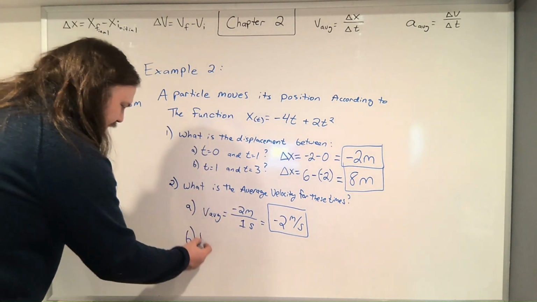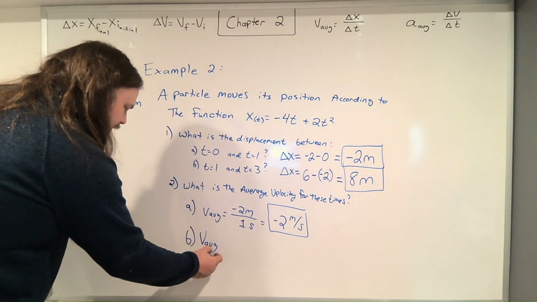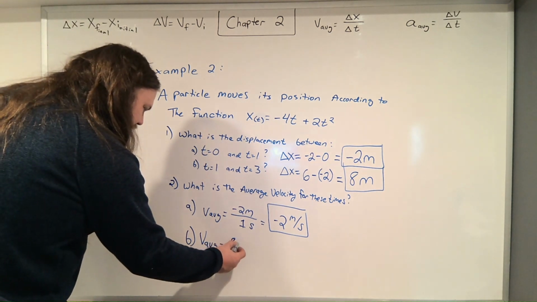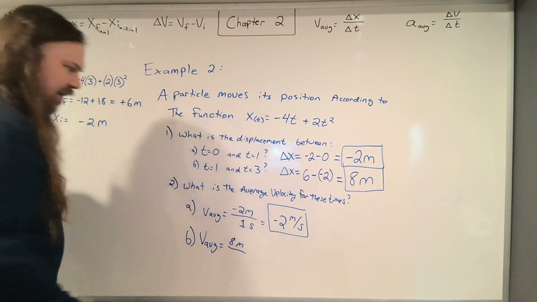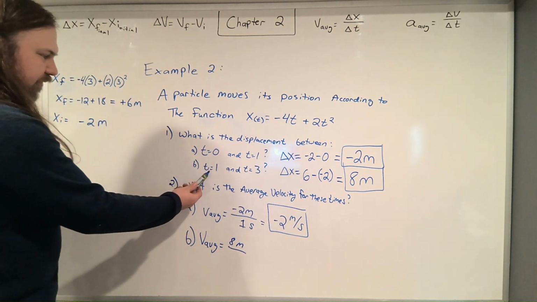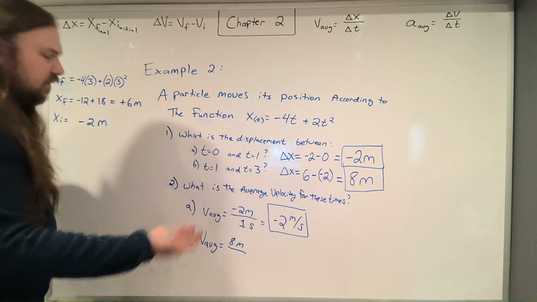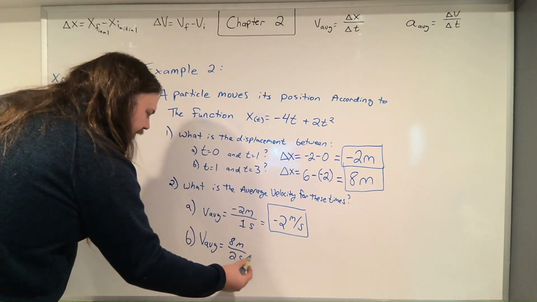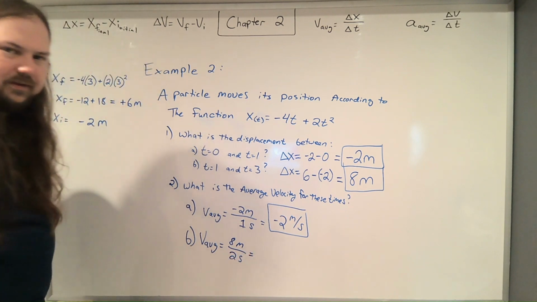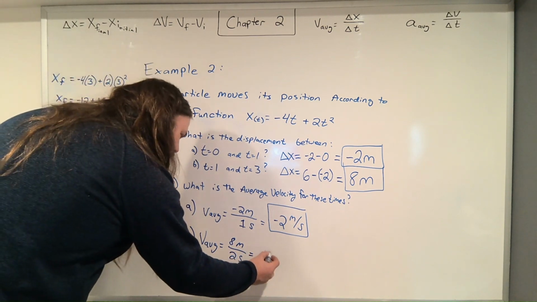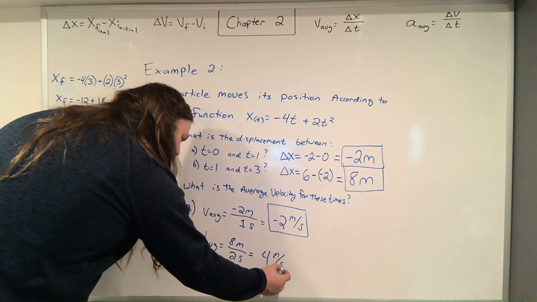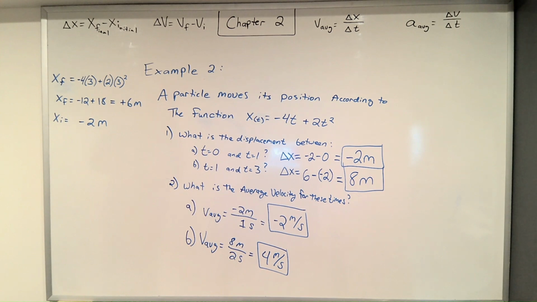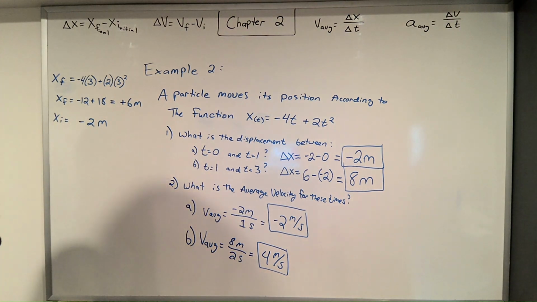Okay, for part B, we'll do the same thing. We have a V average. Change in x on that one is positive 8. And how much time has passed for part B? Well, this was time of 1 and time of 3. So 2 seconds have passed. 3 minus 1 gives us 2 seconds. 8 divided by 2 gives us 4. Okay, so our answer for part B is 4 meters per second.